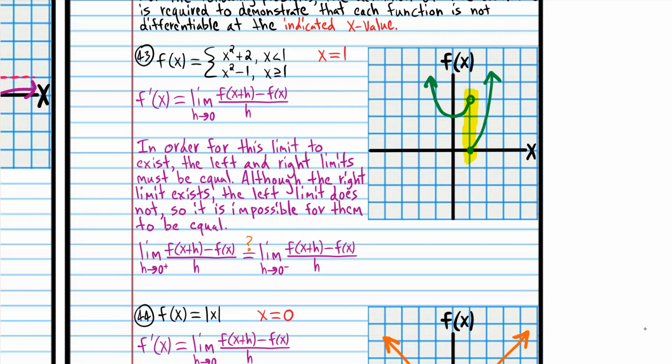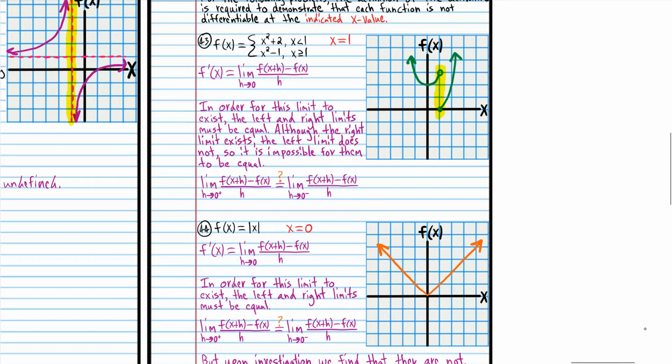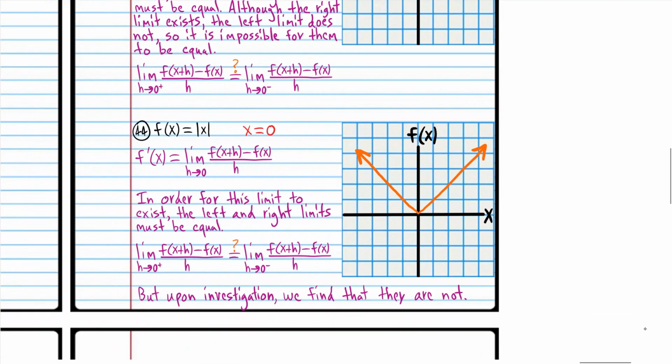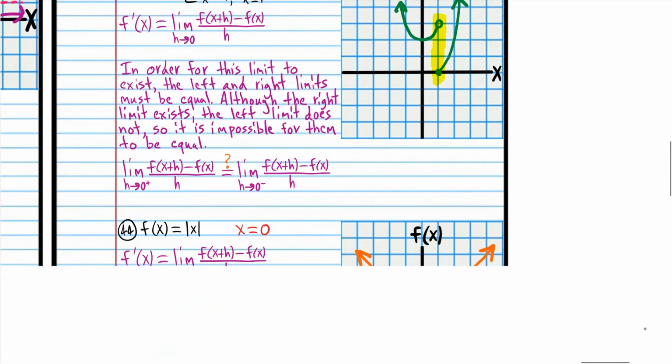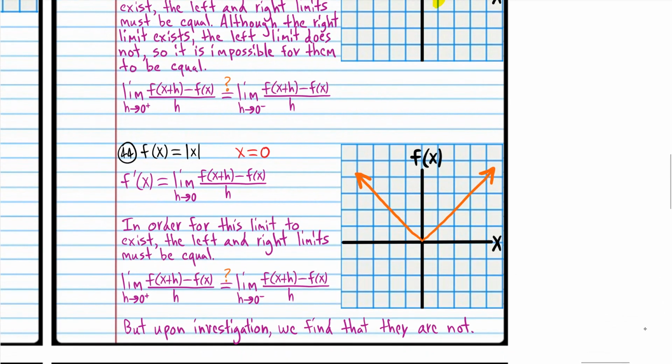So if the left limit doesn't exist, then immediately we know that the function's not differentiable. This derivative doesn't even exist because the limit doesn't exist. Remember, a derivative is a limit. So that's the situation where we have a jump discontinuity. We talked about the situations where we have infinite discontinuities.